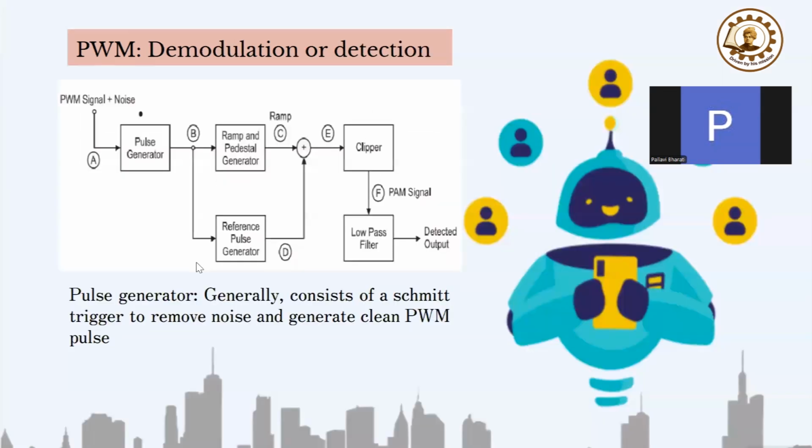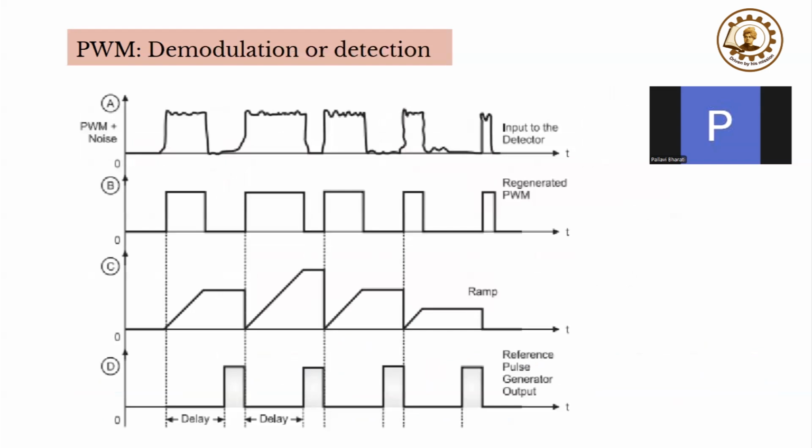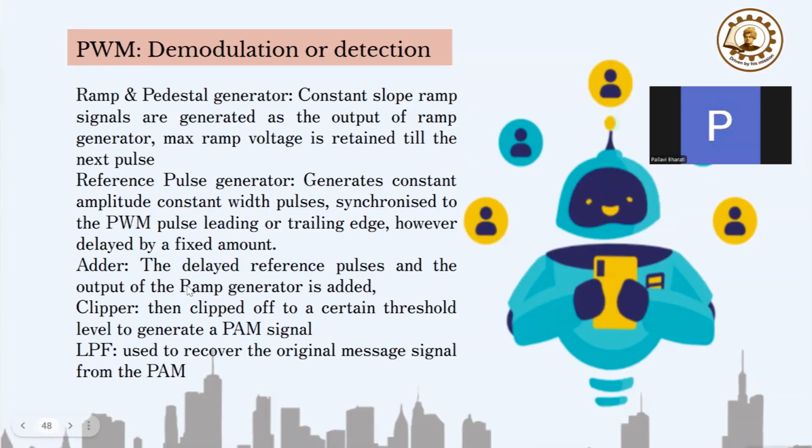After that, the PWM demodulation. For the PWM demodulation, we were first passing the PWM signal through a Schmitt trigger, which will remove the noise. That will generate a clear, you can say, a regenerated PWM or a better PWM. Then there is a ramp generator. So what happens is how the ramp is generated.